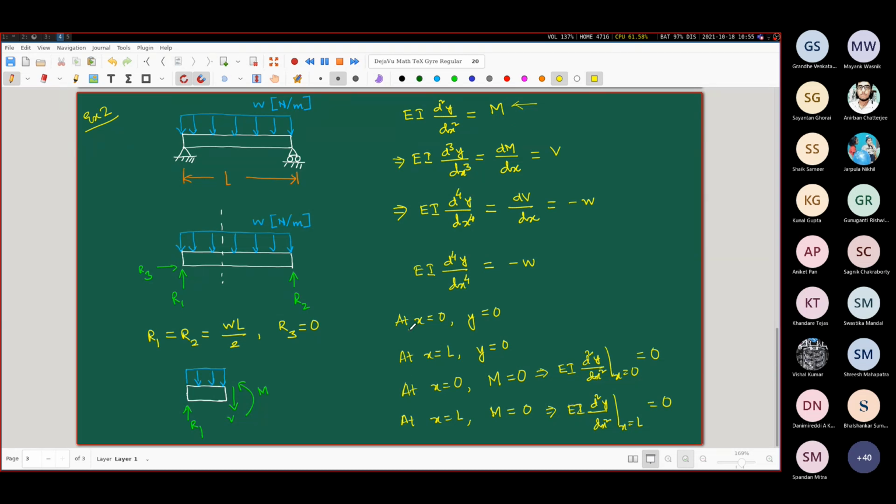So I want all of you to do this, and you will find out that after doing all of this, the solution to this entire thing will come out as y is equal to w by 24 EI times minus x to the power 4 plus twice L x cube minus L cube x. Please verify this, okay? Please verify this.